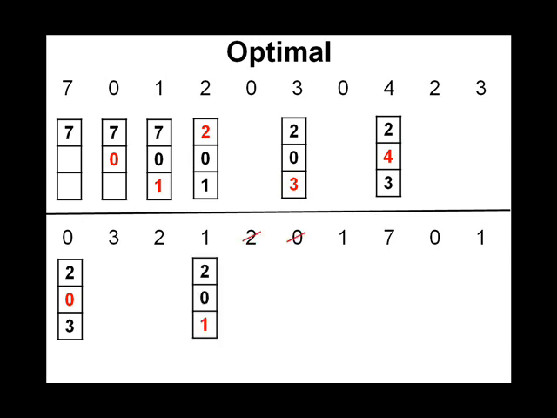The next page we want to execute is 2. The 2 is already present in the memory, so there is no page fault. Next we want to execute 0. It is also present in the memory, so there is no page fault. The next page we want to execute is 1. This is also in the memory, so no page fault.